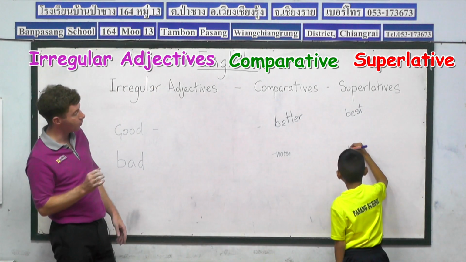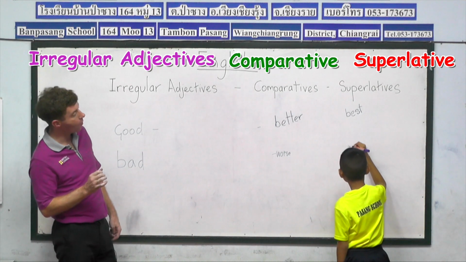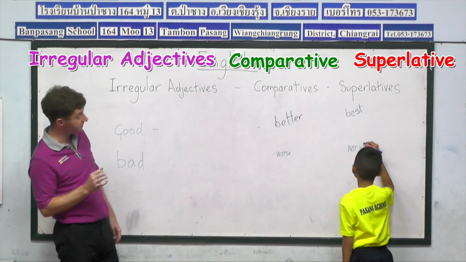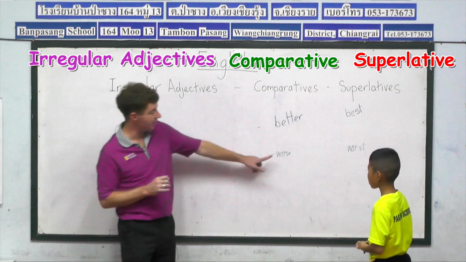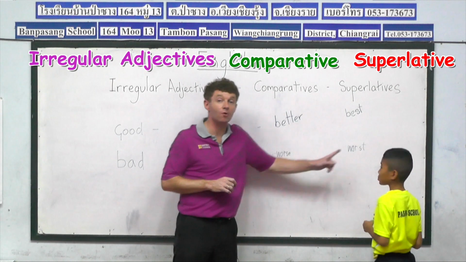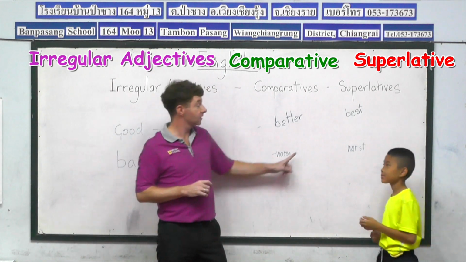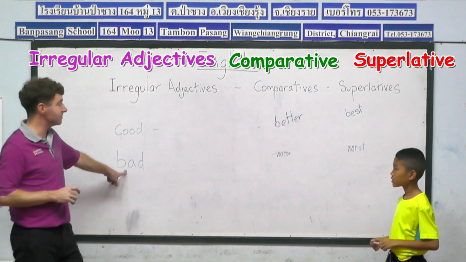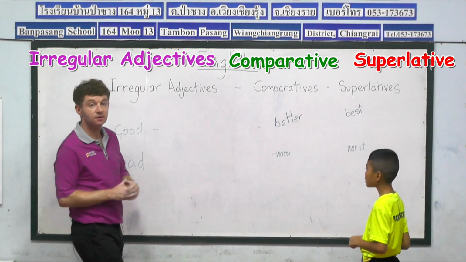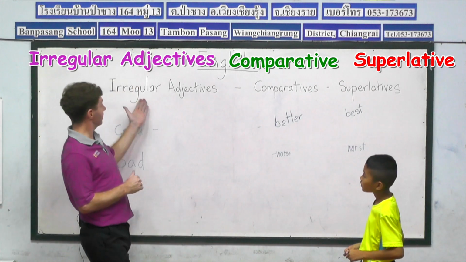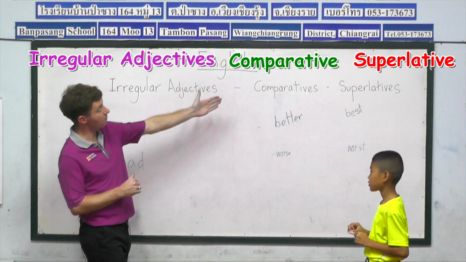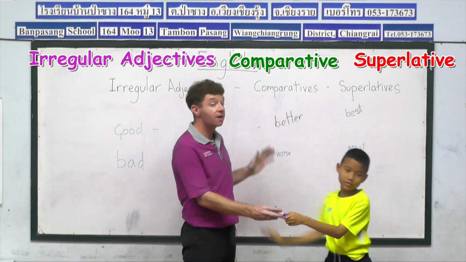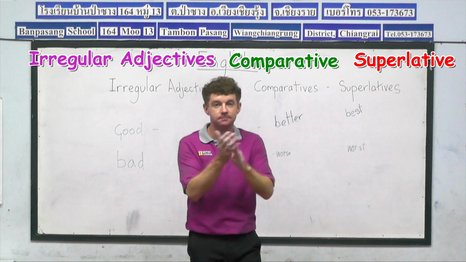Yes, so how do we spell worst, Pangpon? W-O-R-S and then T. Excellent. So you see how the final letter just changes. We go from worse to worst. So ready, Pangpon, all together. Bad, worse, worst. Irregular adjective, comparative, superlative. Pangpon, that was excellent. High five. Big round of applause for Pangpon, guys.